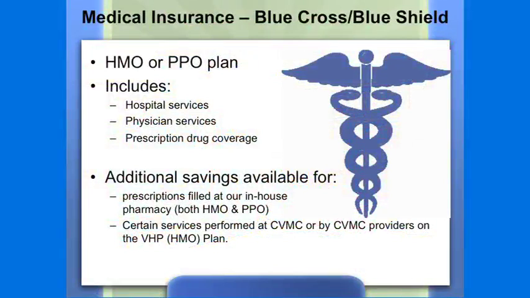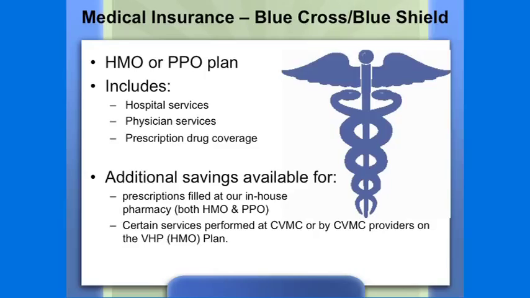The options for the medical insurance are either an HMO or a PPO plan. Both plans are provided by Blue Cross Blue Shield, and both plans include options for hospital services, physician services, and prescription drug coverage. We do have some additional benefits that we call in-house benefits, such as filling your prescriptions at our in-house pharmacy.